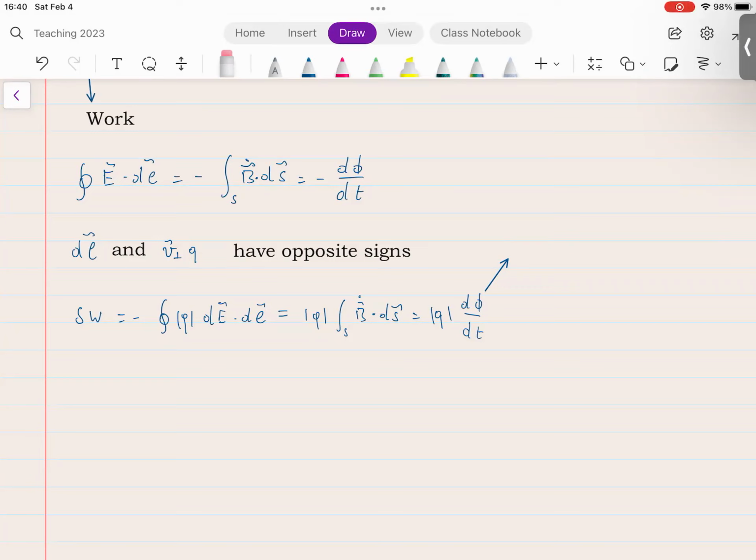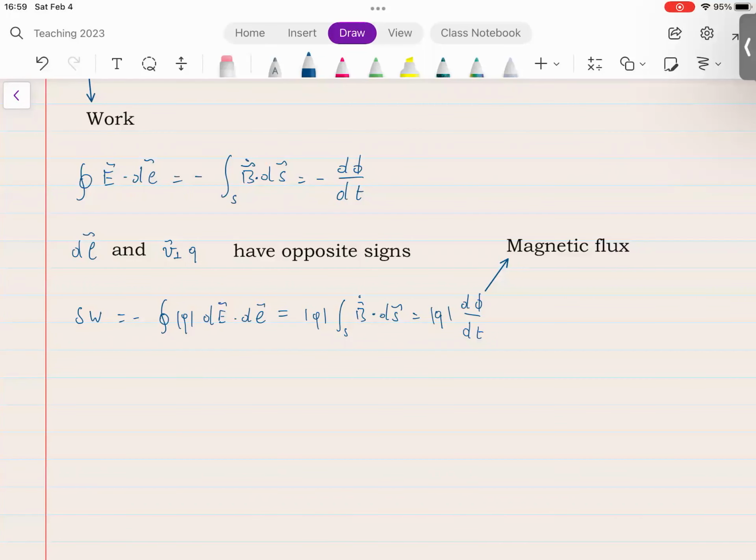We're having technical problems. Let me pause this. Okay, we're back. I sorted out the technical issues and I managed to type magnetic flux, which is what I wanted to do.